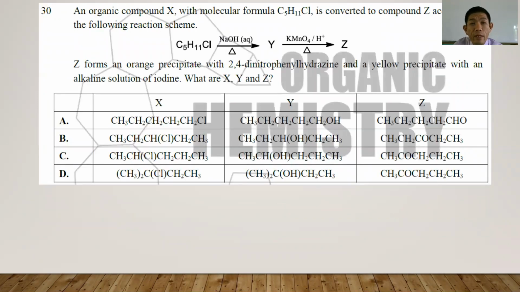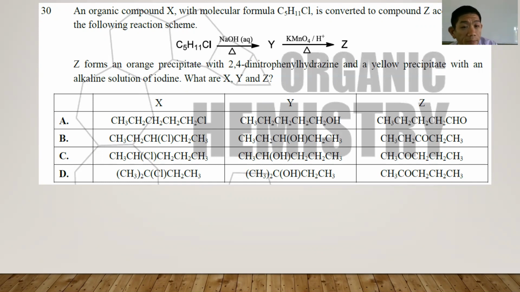And finally, number 30, an organic compound X with the molecular formula C5H11Cl is converted to compound Z by the following reaction scheme. First, you react C5H11Cl with NaOH under reflux, in order to form alcohol. Then the alcohol will further oxidize with KMnO4 to form Z. Which Z can form an orange precipitate with 2,4-dinitrophenylhydrazine? You must bear in mind that after oxidation, it is either aldehyde or ketone that gives the orange precipitate. So your answers for X, Y, Z must be synchronized in order to get the correct answer.